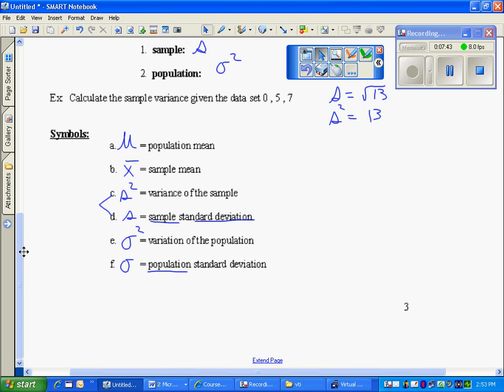So you want to make sure that you especially have these understood and know where they apply. When you see the letter S, you're thinking of the distance on average away from the mean of a sample, called the sample standard deviation.